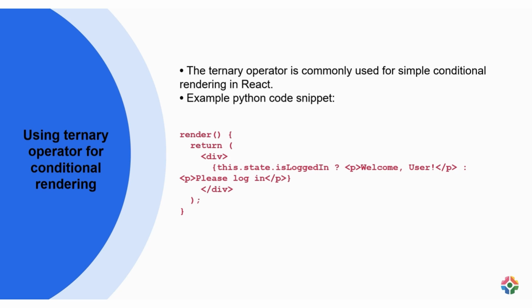If this.state is logged in is true, it will render welcome, user, and if it is false, it will render please log in. This is a more succinct way of writing an if-else statement in JSX. This can be very useful in scenarios where you want to conditionally render different UI elements based on certain conditions in your React components.